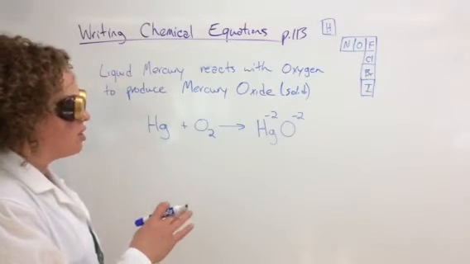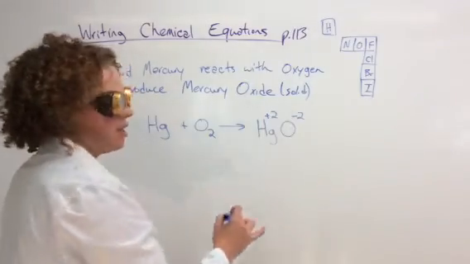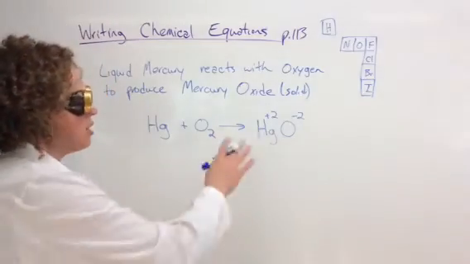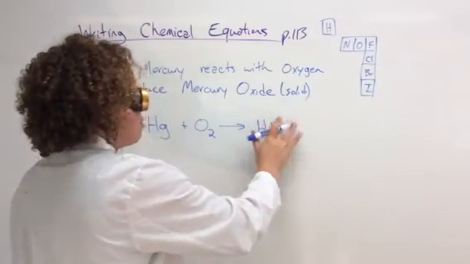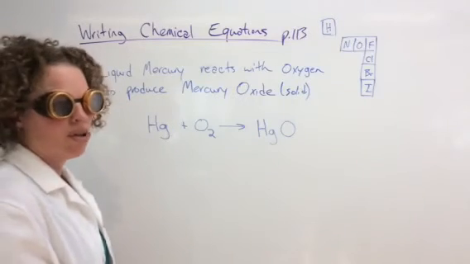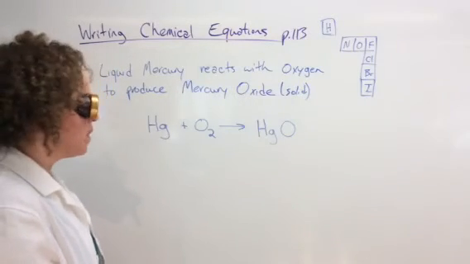So I've got my charges. Whoops, that's a plus, my bad. Metals are always positives. So I've got +2, -2, those cancel out. It's a 1-to-1 ratio, so it is HgO. It's not Hg2O or HgO2 or anything like that.